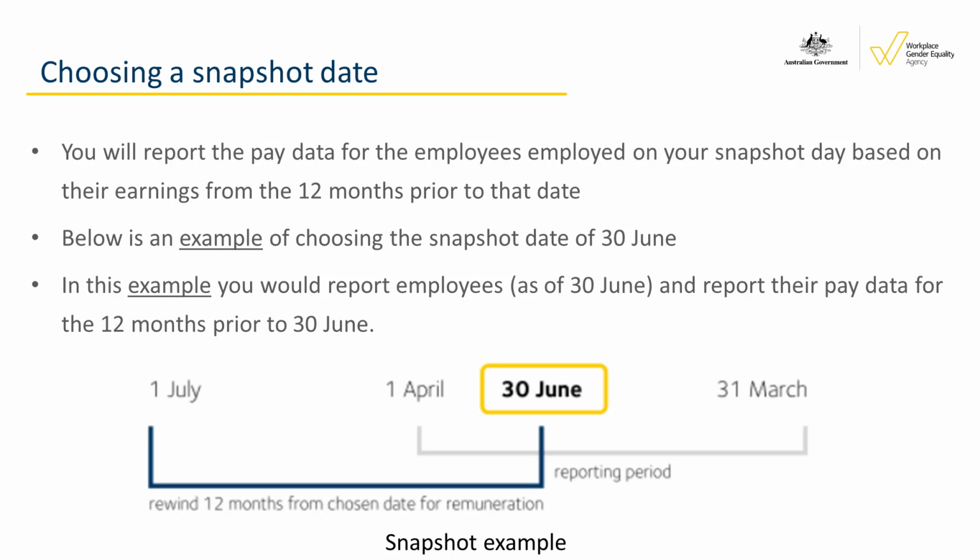This example shows a snapshot date of the 30th of June. For this date, the workplace profile would include salary and remuneration payments paid during the 12 months prior to 30 June. Your questionnaire and workforce management statistics submissions always relate to the full reporting period. That is the 12 months between April 1st and March 31st of the following year.